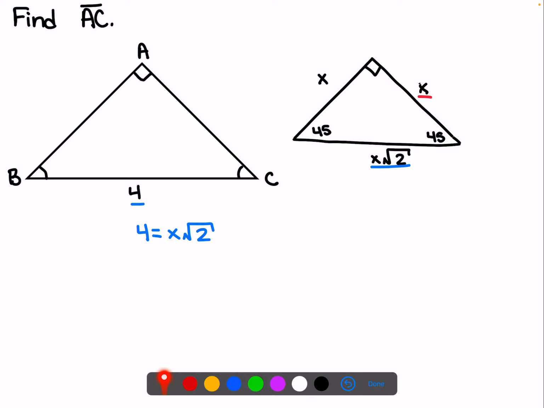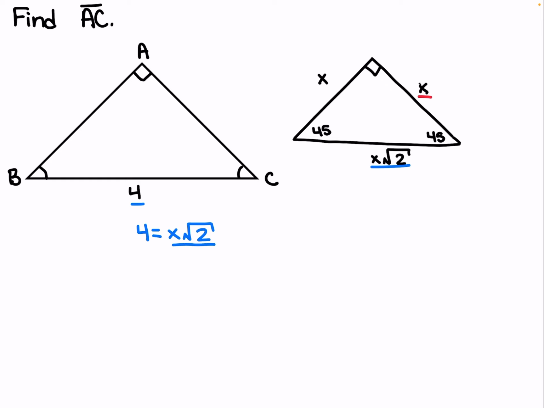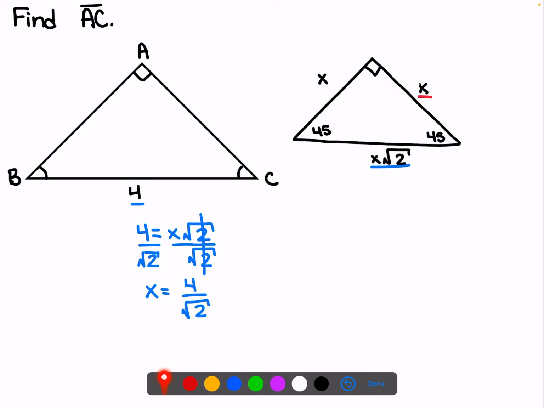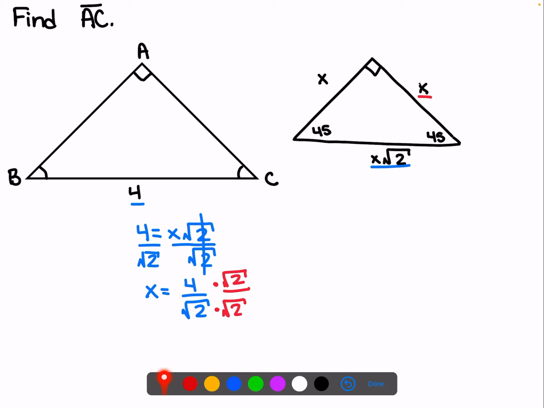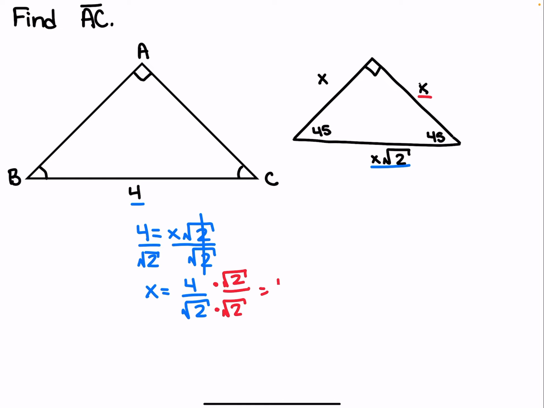From here, if I want to solve for x, I divide both sides by radical 2, and that leaves us with x equals 4 over rad 2. At this point, I'm going to go ahead and rationalize this fraction by rationalizing the denominator. So I'm going to multiply both the numerator and denominator by the denominator, radical 2. That'll give me 4 times radical 2 over radical 2 times radical 2. Well, the radicals will cancel in our denominator, leaving us with 4 rad 2 over 2.